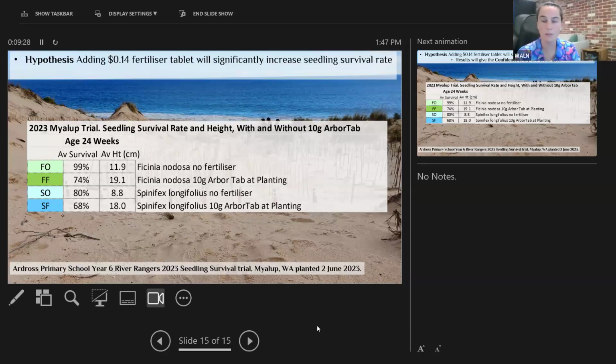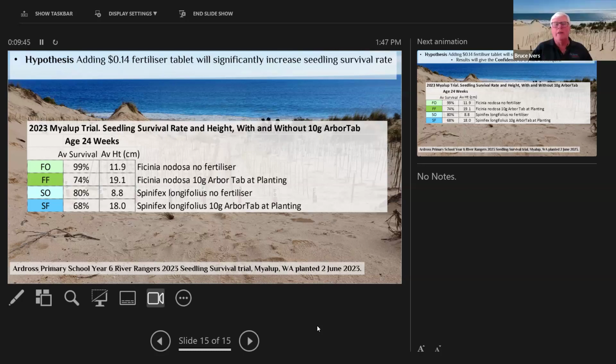James, do you want to jump in there? Just on mute. Yep, I love your systematic approach. What did you use as fertiliser, Bruce? The Arbitab fertiliser tablets. Okay, a little picture of it earlier on.